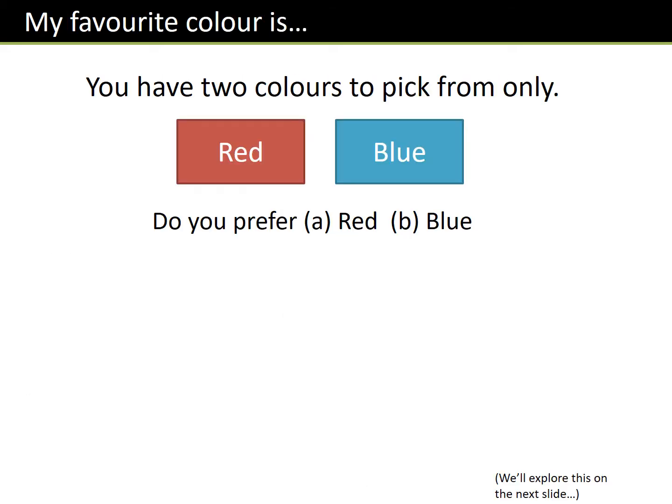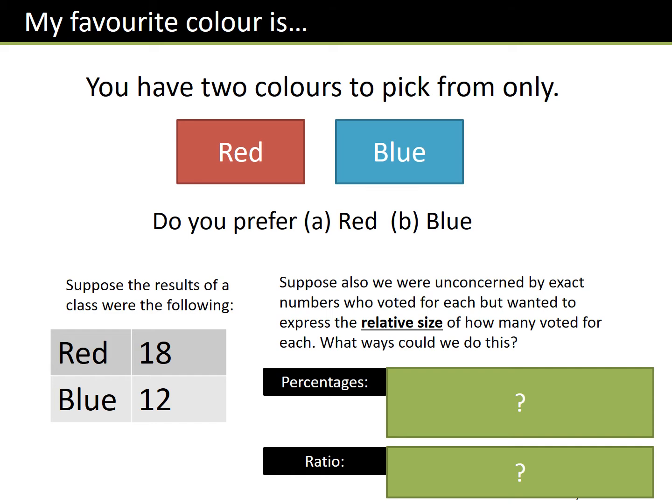So my favourite colour is, you've got two colours to pick from, you've got red and blue. Do you prefer red or do you prefer blue? Well, suppose I have a class of children, which would be quite fun to have one day, and I've got 18 say red and 12 say blue. That will give me numbers, but maybe if I wanted to know what was the percentage, what was the ratio, I'm not concerned by exact numbers, I just wanted to know the relative size of how many voted for each.